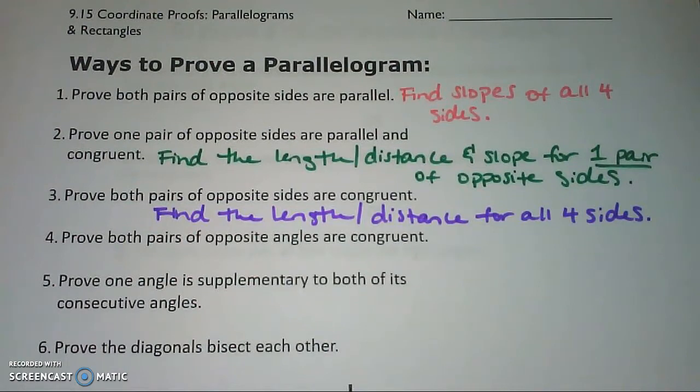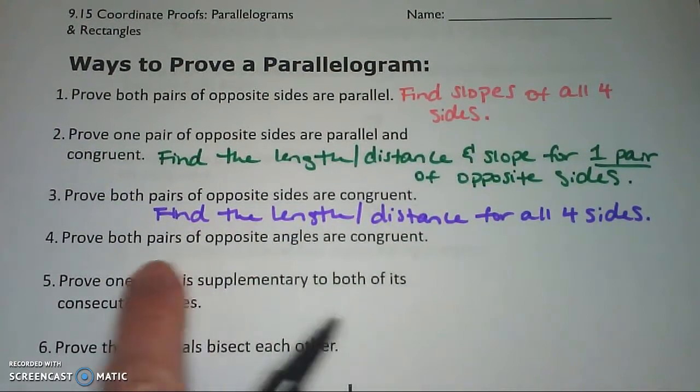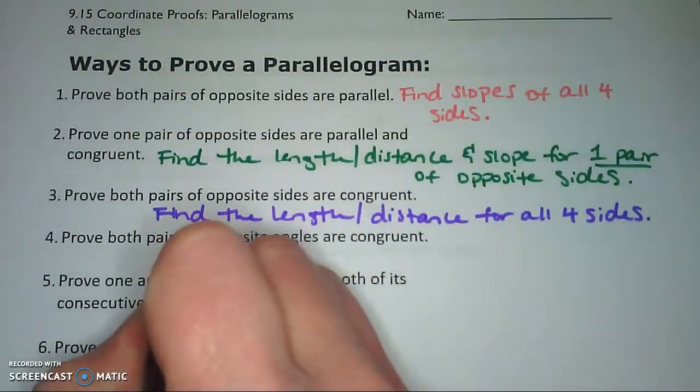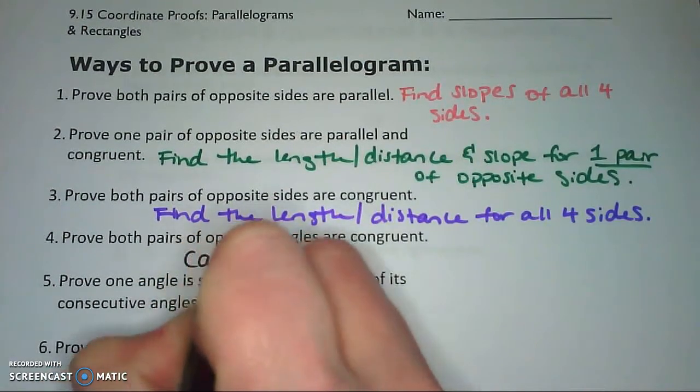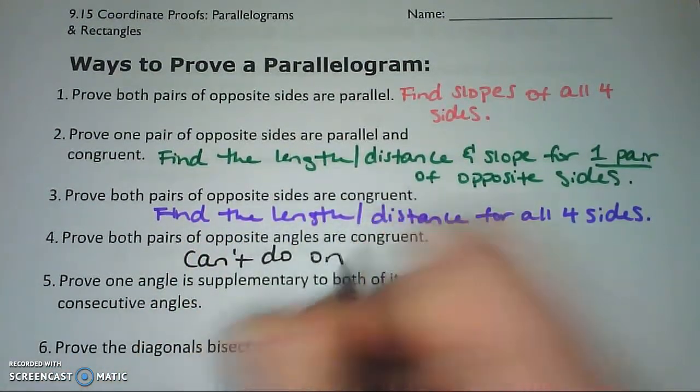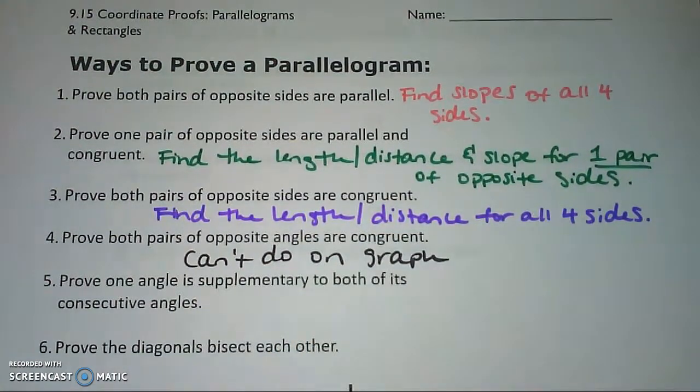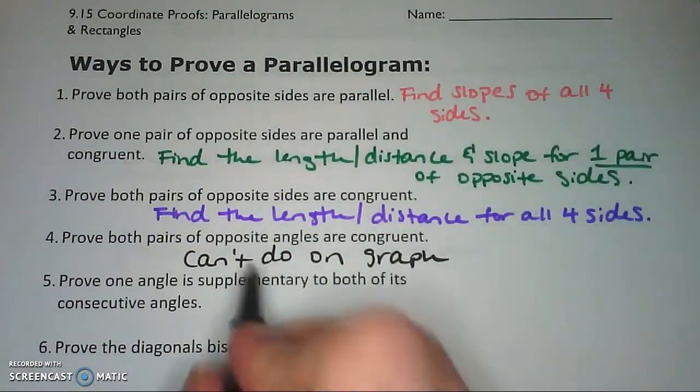4 and 5 are ones that we cannot do on a graph. The only thing that we can determine on a graph regarding angles is whether or not we have right angles. And we know that we'll have right angles if we have sides that have slopes that are opposite reciprocals of each other. But there's really no good way for us to do 4 on the graph, showing that both pairs of opposite angles are congruent. We'll say can't do on graph unless they were just right angles, but in a parallelogram we don't even have right angles.